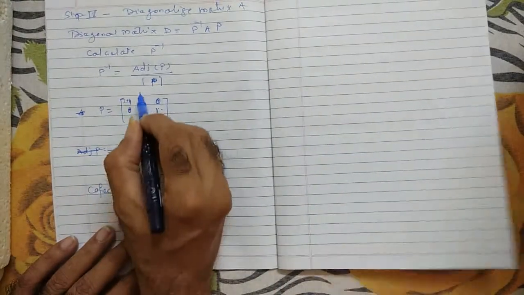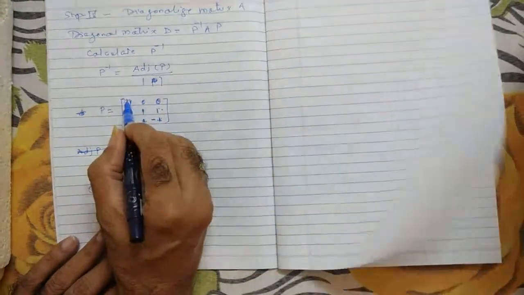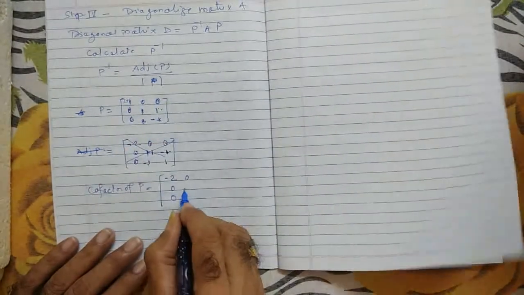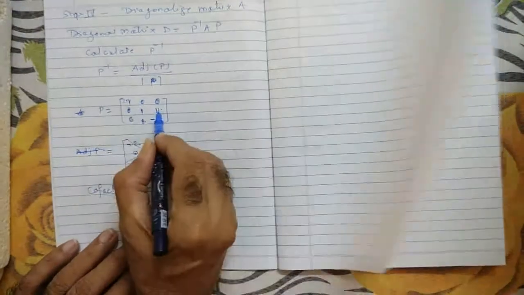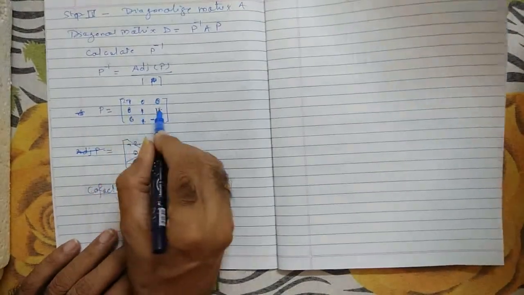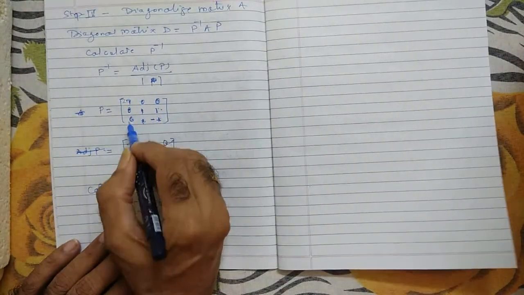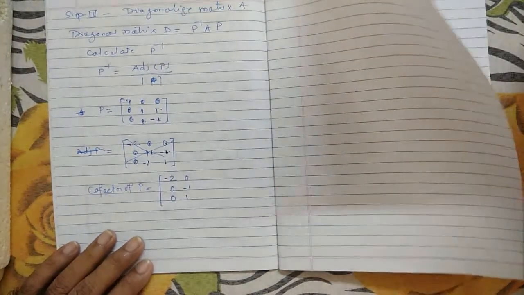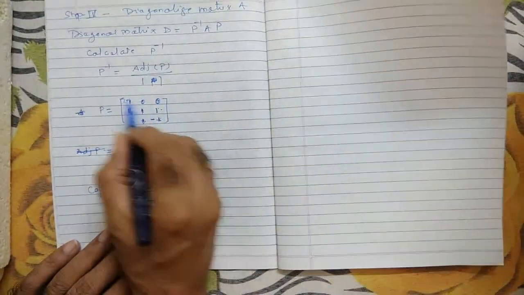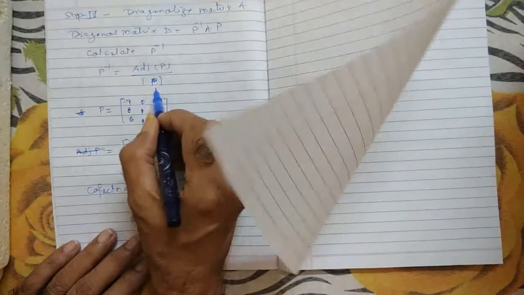Second row, second column. Minus 1 into 1 and 0 into 0. So this becomes minus 1. Now second row, third column. So 1 into 1 and 0 into 0. So we will have 1 here. Now for this one, the first row and the third column.